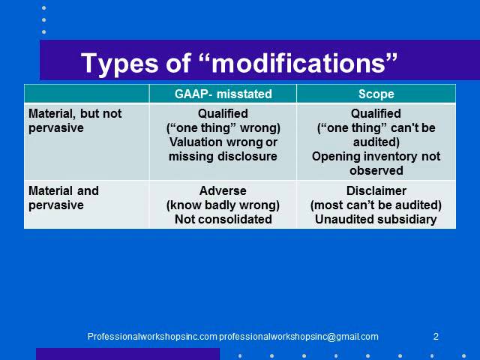If it's material and pervasive with respect to scope, it's called a disclaimer. There's a whole bunch of stuff we can't audit. There's an unaudited subsidiary, for instance, that's consolidated, and we just go, well, we've got no idea. So those are the 4 types. 2 are called qualified, adverse, and disclaimer.